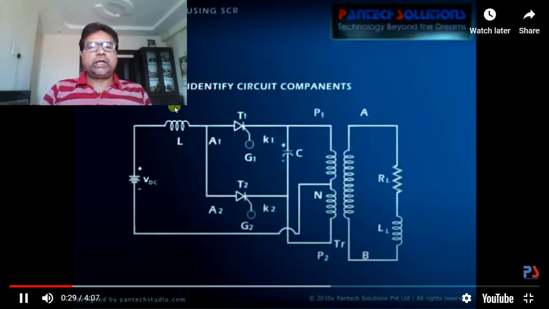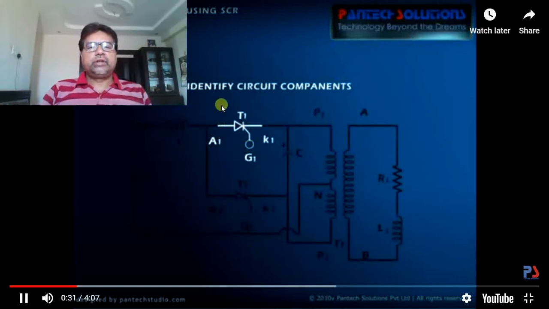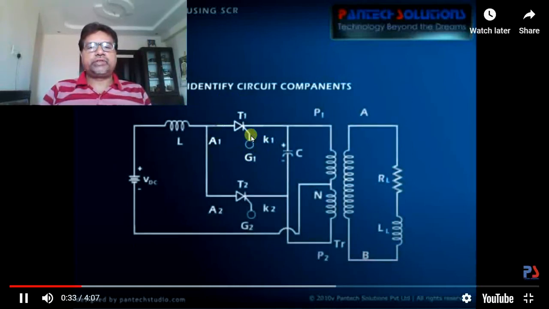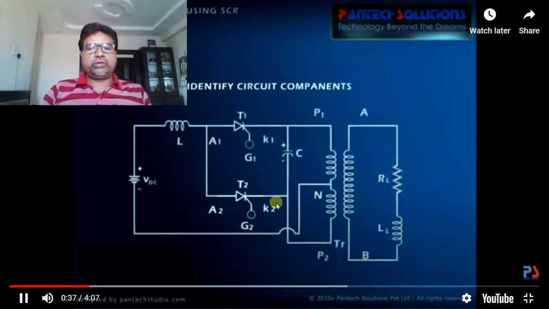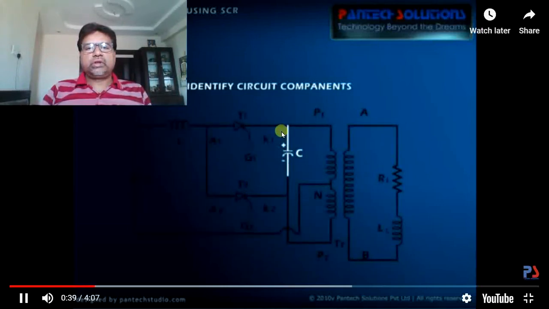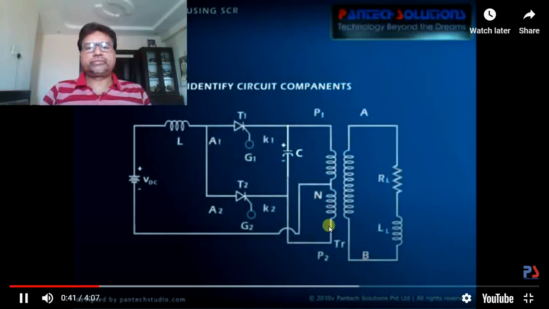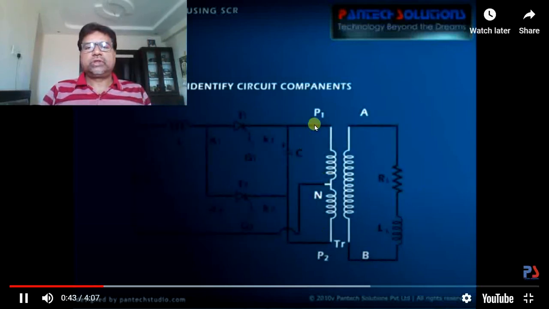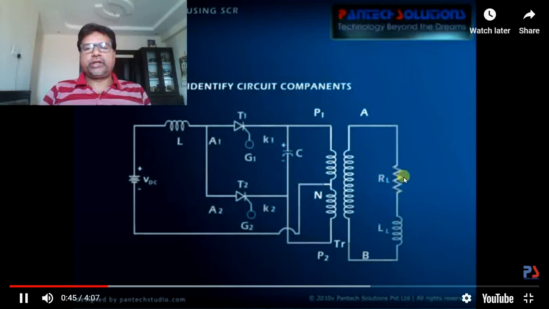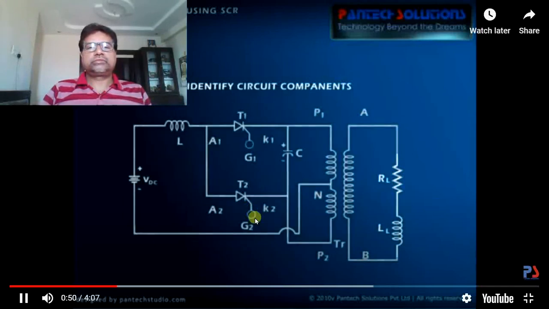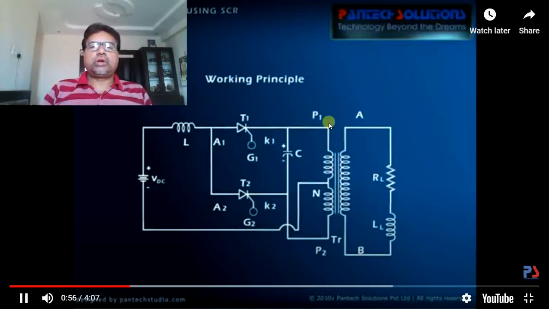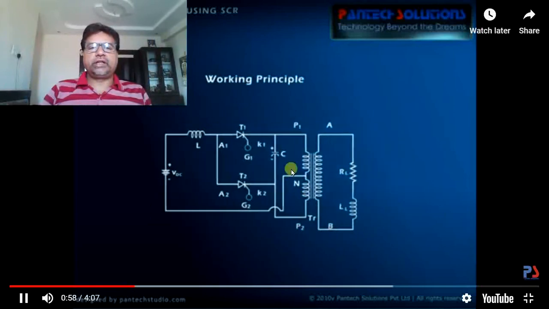Voltage source, inductance, SCR T1 with gate pulse G1, cathode K1, gate 2, cathode 2 of T2, capacitor, primary, secondary. In this, a positive pulse is given to the upper outer terminal of the primary winding. Negative is given to neutral.